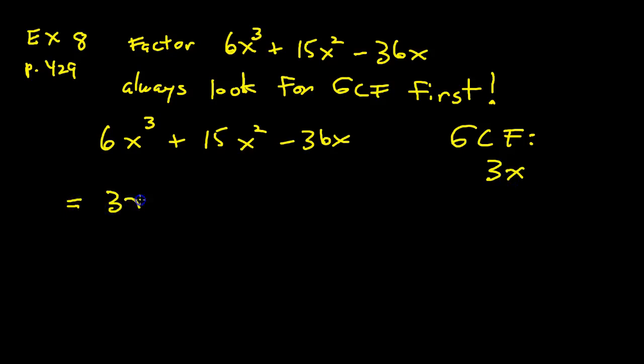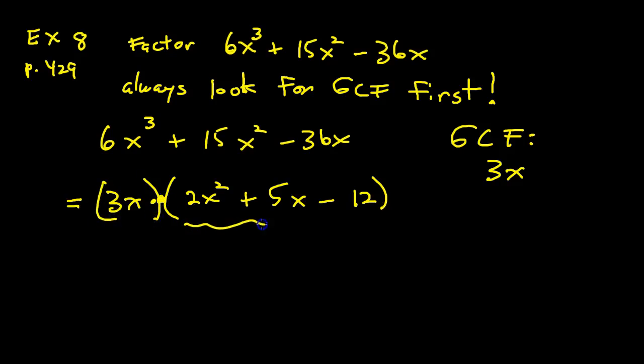All right, so let me do that. Factoring out the GCF first, I get 3x times 2x squared plus 5x minus 12, right? Good. Now what I can do again is look at this trinomial that remains and see if we can factor that again. So don't forget to carry your GCF down to your final answer.